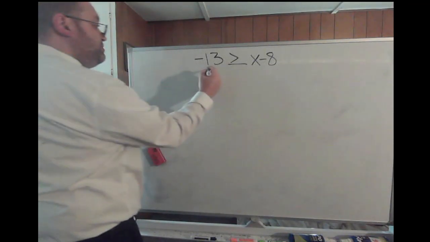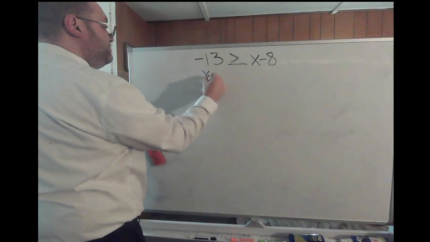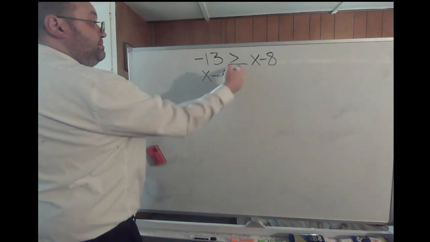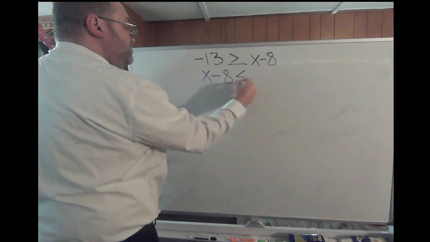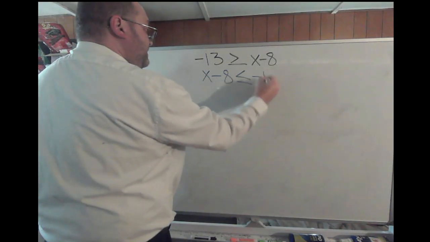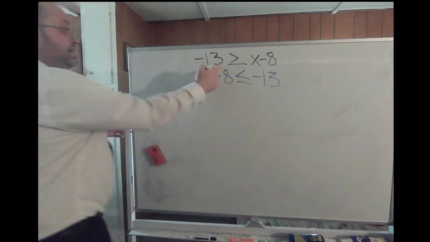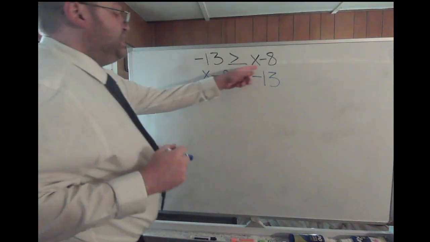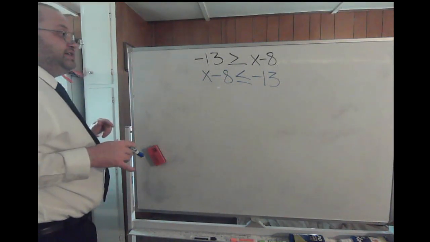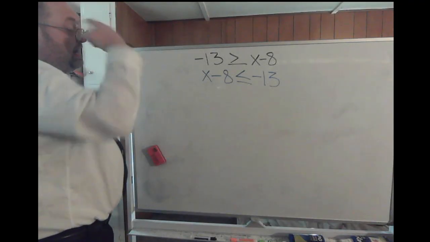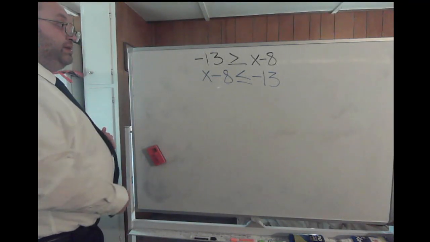How we do that is we put x minus 8 on the left. You got to flip the sign from greater than or equal to. It's going to be less than or equal to negative 13. Because if negative 13 is greater than or equal to x minus 8, that means x minus 8 is less than or equal to negative 13. So now we got this equation in a way we can work with.